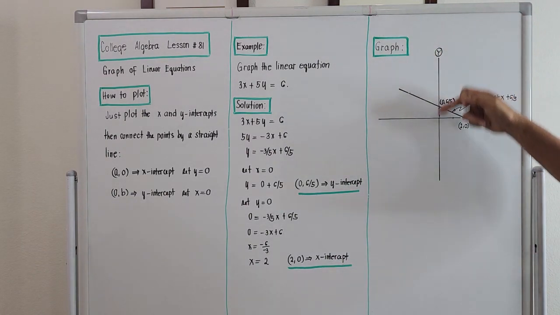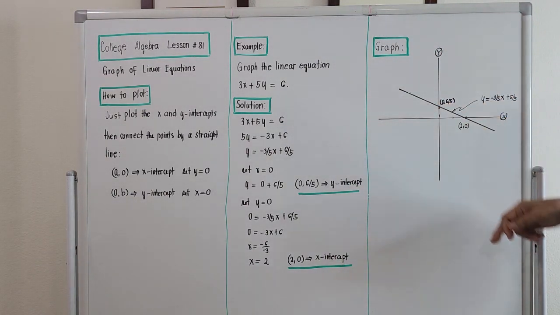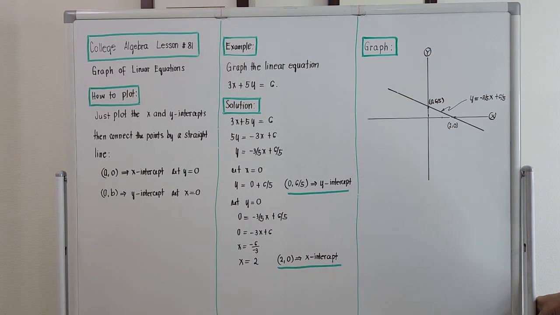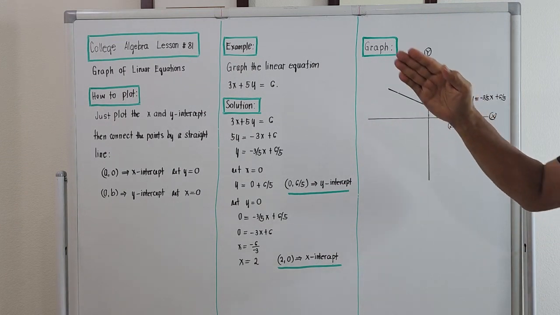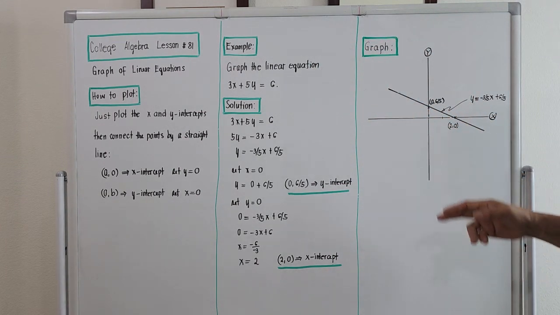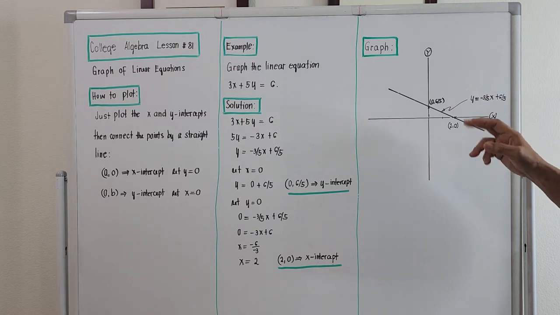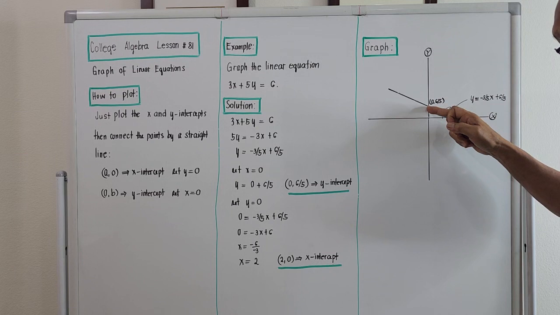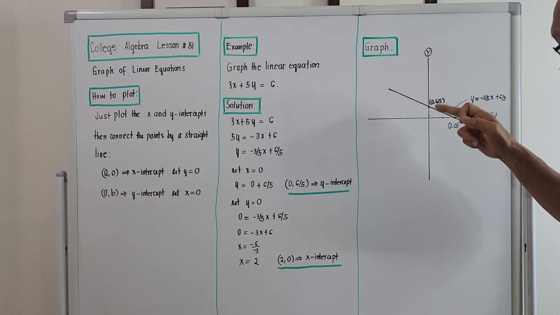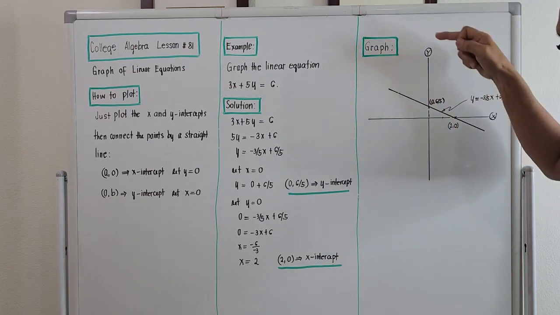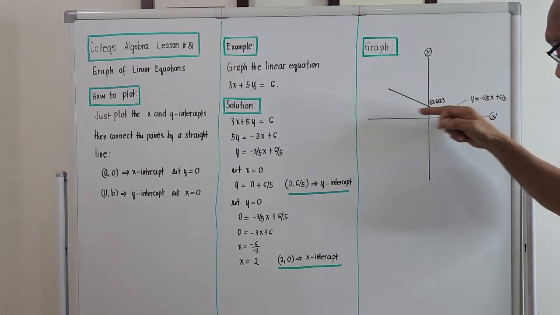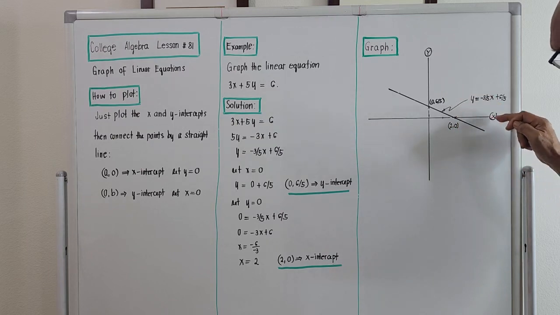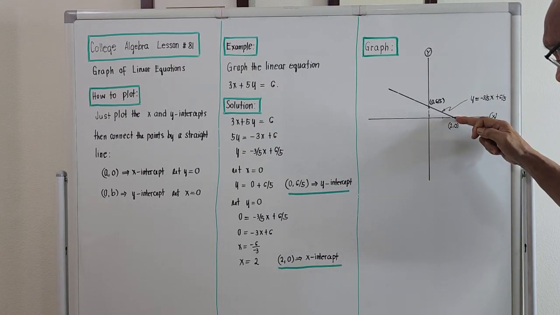On the rectangular coordinate system or Cartesian coordinate system, this is the x-axis, this is the y-axis, right? From the concept that was placed over there, to plot a straight line, just locate the y-intercept. The y-intercept is actually the point where the line passes the y-axis. And the x-intercept is actually the point in which the line passes through the x-axis. It should be this point here.